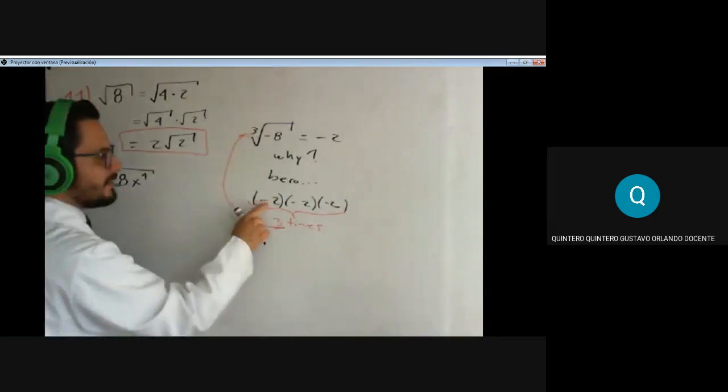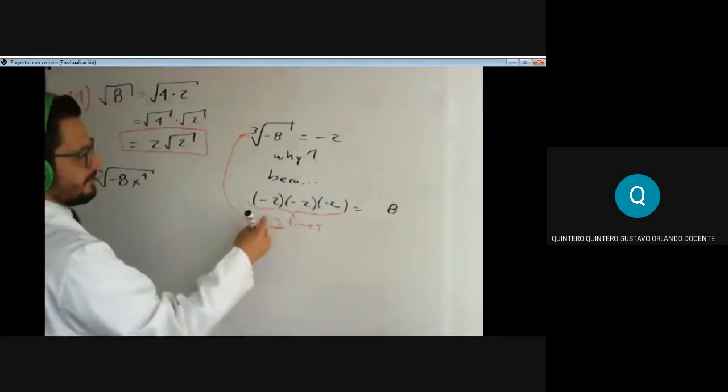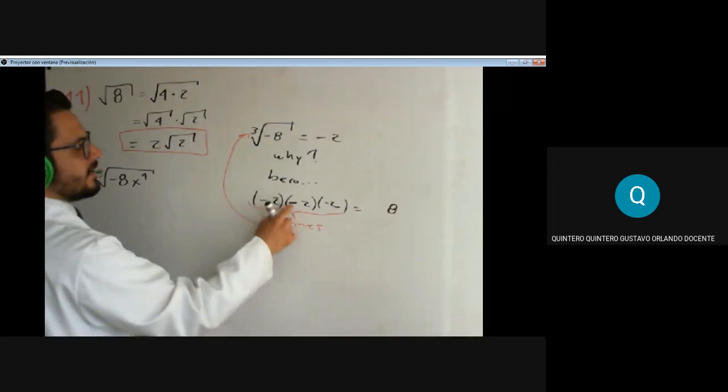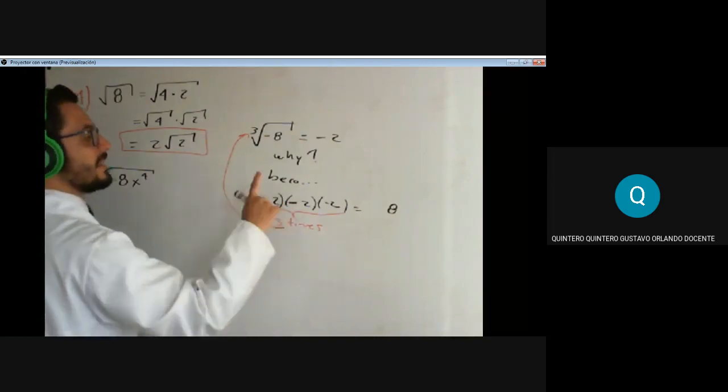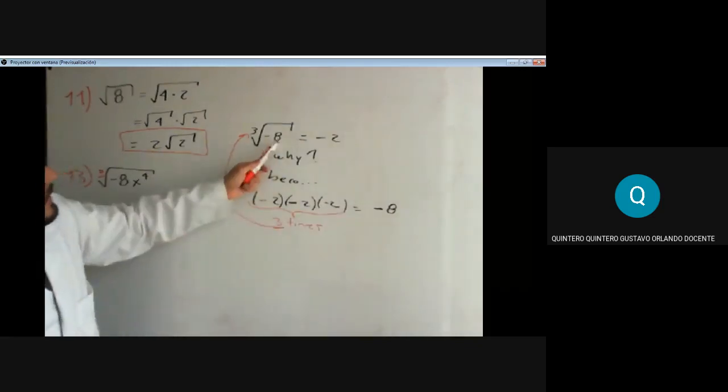So this -2 by -2 by -2, let's see, 2 by 2 by 2 is 8. And let's see about the signs. Negative and negative will be positive. And then positive and negative will be negative. So look at this. The -8 is the root, right?